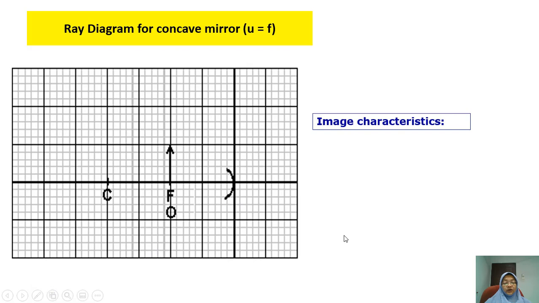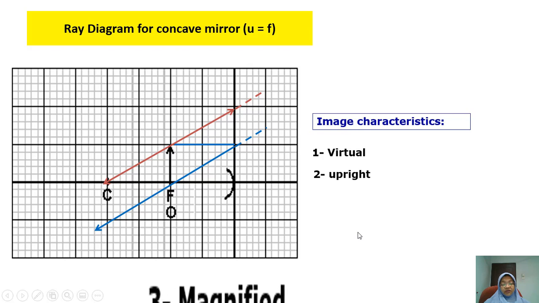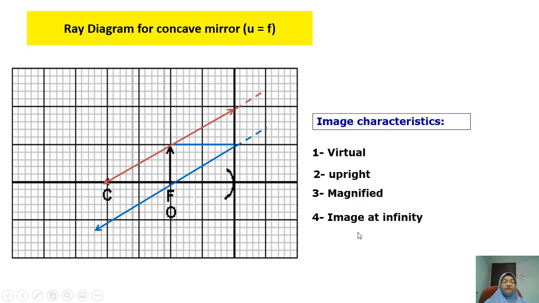Okay. Now the next step is you move forward so that U equals to F. So what we see here is a straight line, parallel, goes to F. This time we have to use C here. We cannot use F, so we use C passing to the object and passing to the lens. Sorry, to the mirror. So it's something like that, and it looks like it is parallel. So the image is at infinity. Okay, virtual, upright, and magnified, and the image is at infinity. So this is for U equals to F.